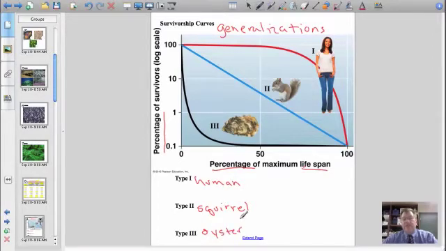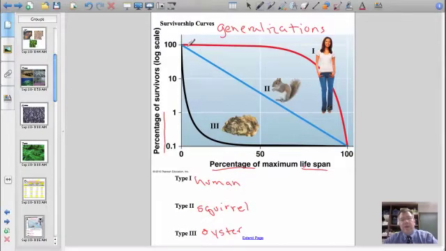Now, what characteristics would you expect? If you look at this, this is the percentage of survivors. So we see that it's very flat for a very long time, meaning most people survive way out to adulthood and beyond, into ripe old age. And then when they get very old, they start to die off very quickly.